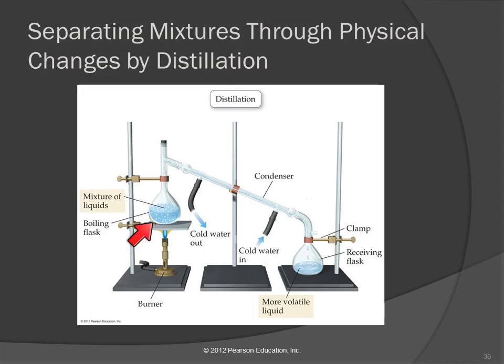So it will boil, it will go into the gas state, but we're going to trap it and bring it through this condenser, which has cold water running through it. We're going to cool it down. We heated it up to get it into the gas state, and then we're cooling it down, and it's going to go back into the liquid state, and it's going to run down here, and we're going to collect it. What's left over here is the less volatile liquids.